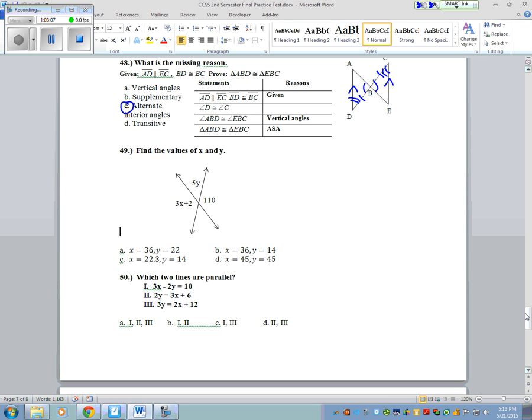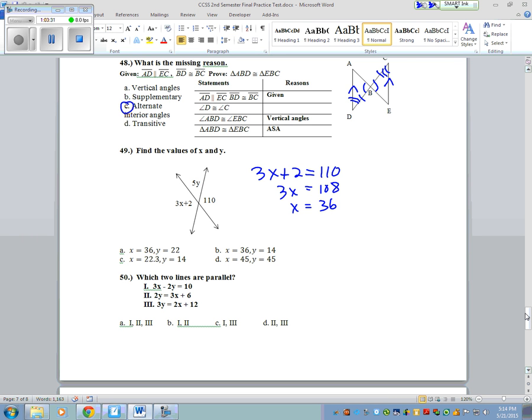Fill in the blank. 49, C, find the values of x and y. Well, we know that vertical angles are congruent, so 3x plus 2 would have to equal 110. So 3x would equal 108, and x would equal, it goes into 10 3 times and 18 6 times. So x equals 36. So there's our x.